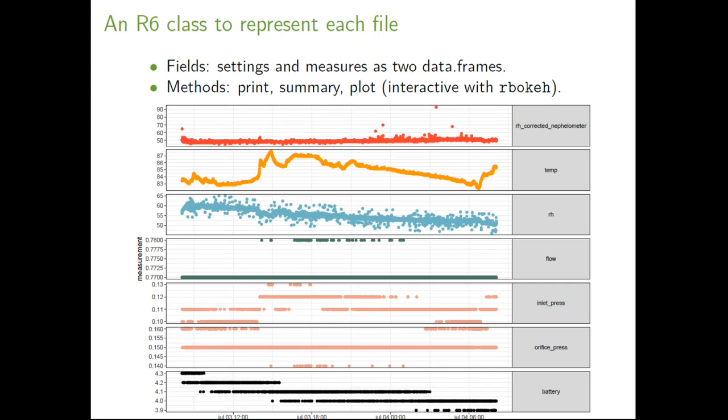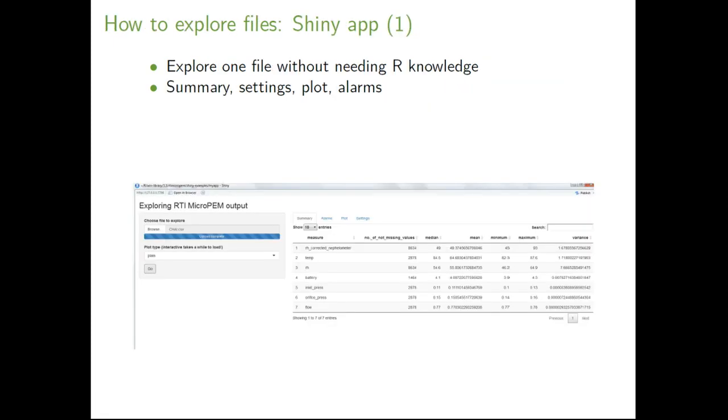So in that package, each file, which corresponds to a measurement session of, say, 24 hours, is represented by an R6 class object, which has settings and the measurements as 2 data frames. And there are several methods, including a plotting method. So here you can see measurements over time of temperature, PM 2.5, relative humidity, etc.